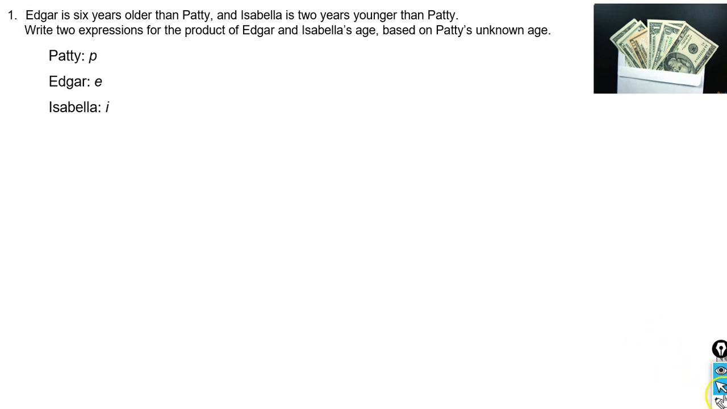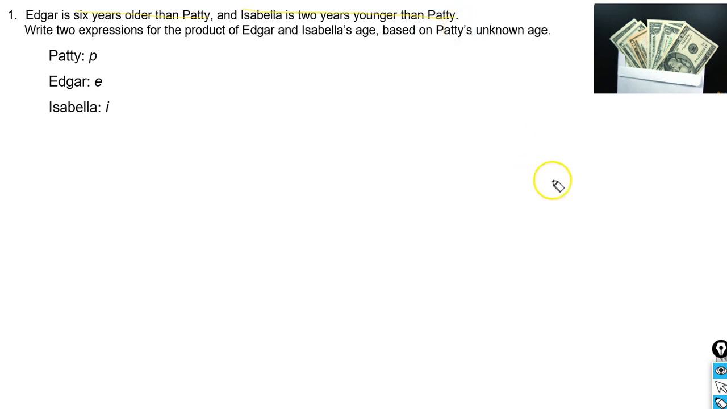Next, we need to come up with expressions to represent each of these people. Well, we don't know Patty's age, that's the unknown, so that's going to remain P. What we know about Edgar is that Edgar is 6 years older than Patty. We also know that Isabella is 2 years younger than Patty.